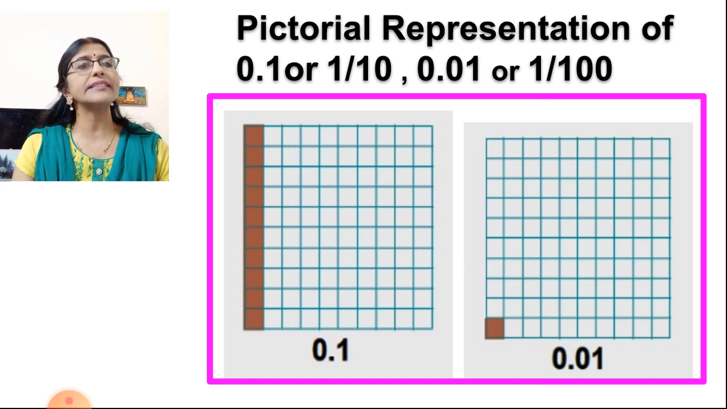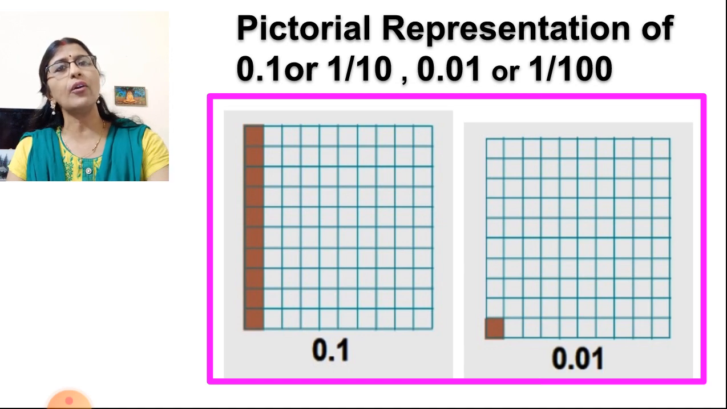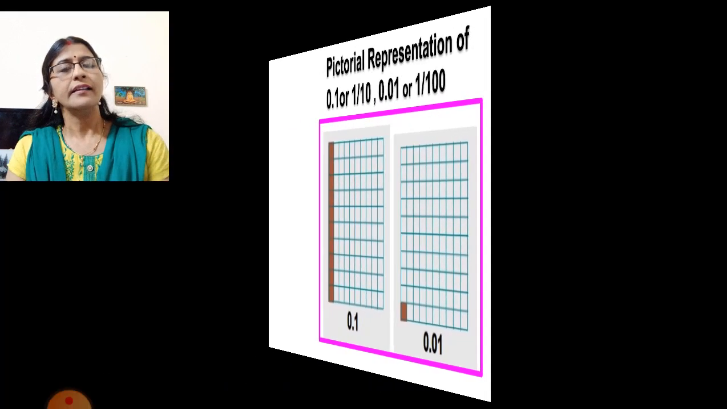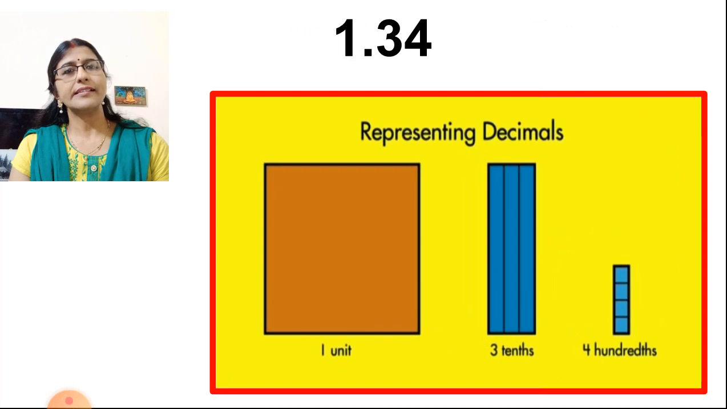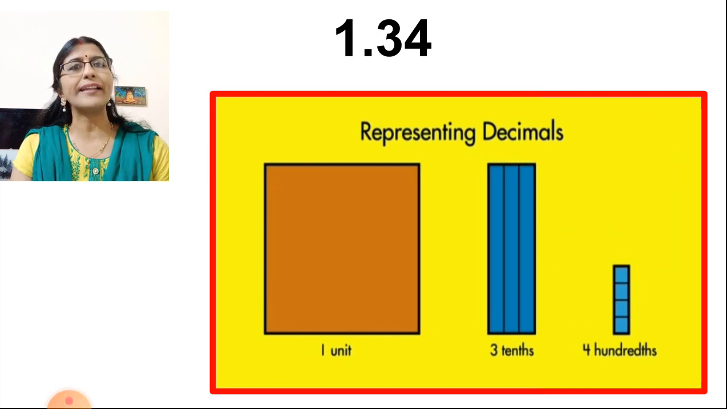In the same way here you see the whole square is divided into 100 parts, and only one part is shaded out of those 100 parts. So it will be 1 upon 100, or you can tell it is 0.01.